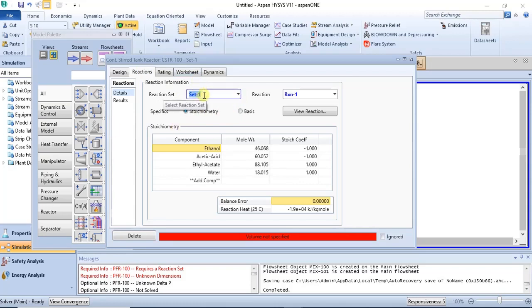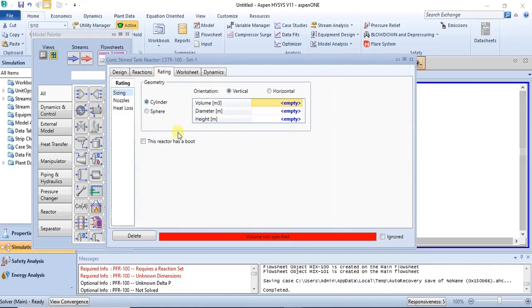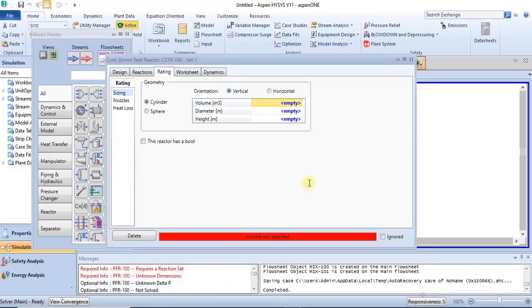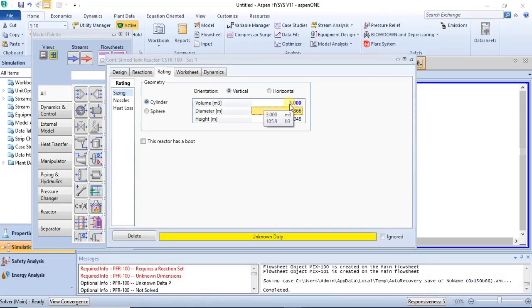Set 1. After specifying your reaction set, it now says volume not specified. You can specify the volume in the ratings tab. The volume was given in the problem as 3 meter cube, so we can easily input that here. So we have 3 meter cube here, and we are almost done with this particular reactor.